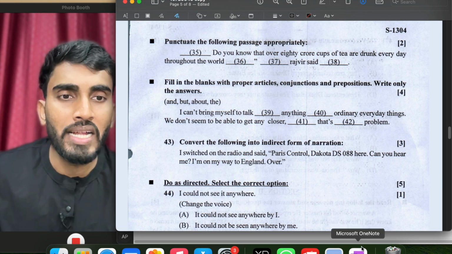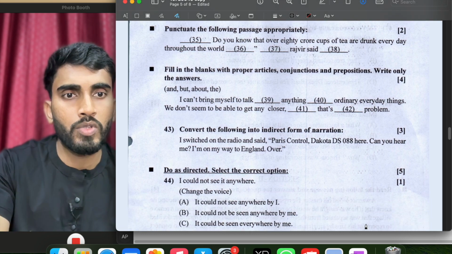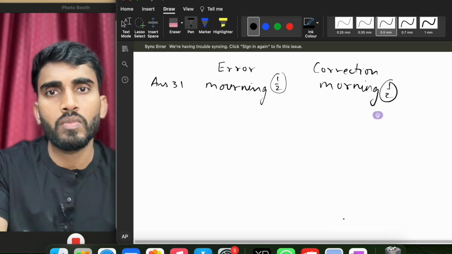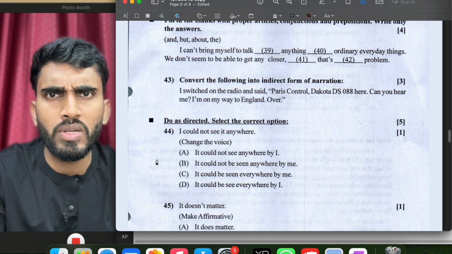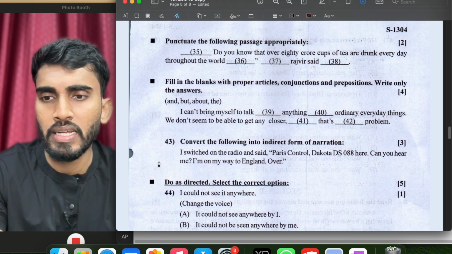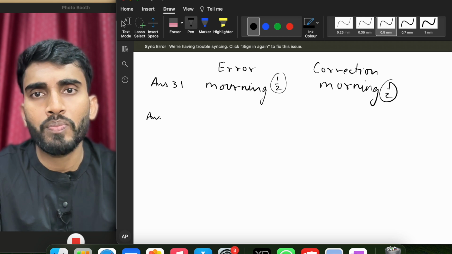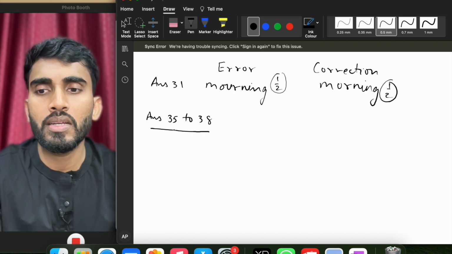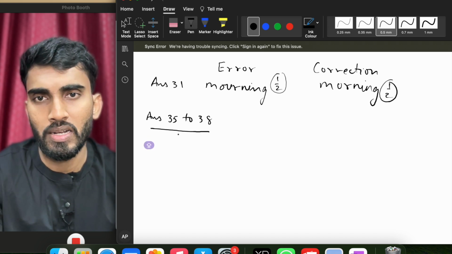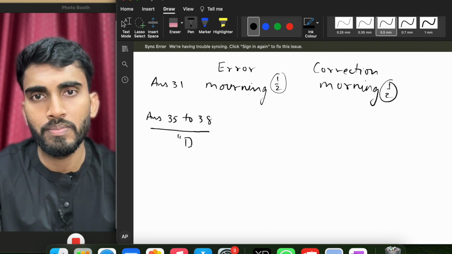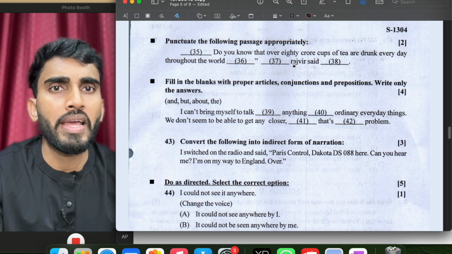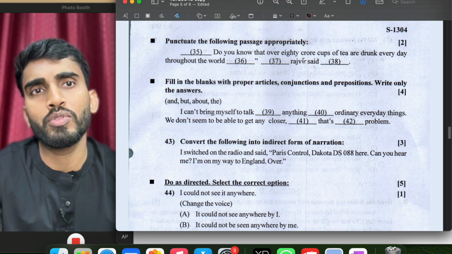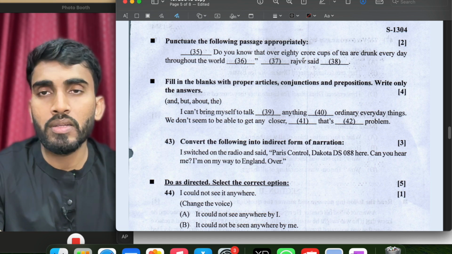Now how will you write the answer of this question? So you will start by in this way. So this is question number 35 to 38. We will write here answer 35 to 38 and rewrite the complete 2 lines again with the punctuation mark. For example, here it is starting with do you, and whatever that line is saying, do you know that over 80 crore cups of tea are drunk every day, same to same with the punctuation mark.